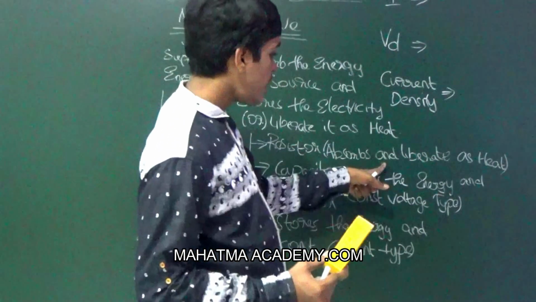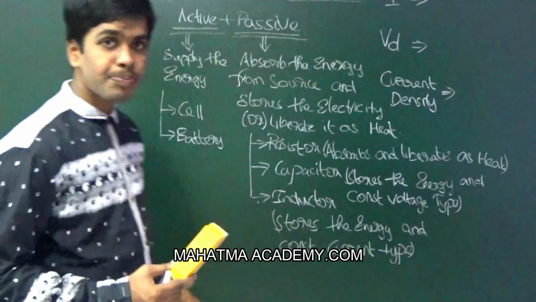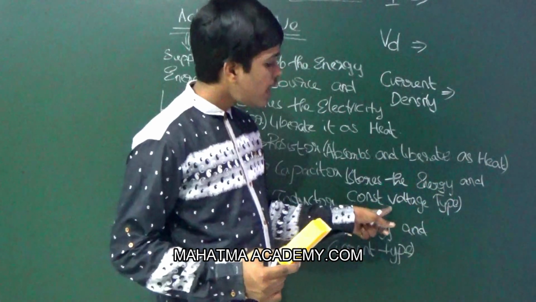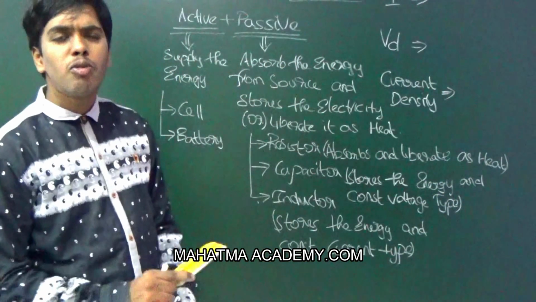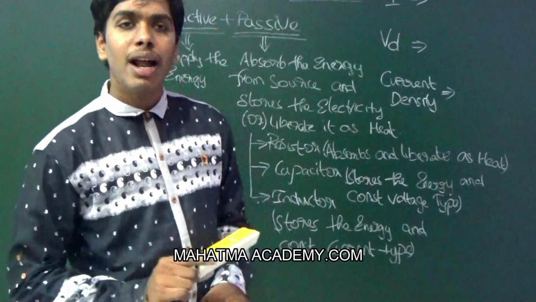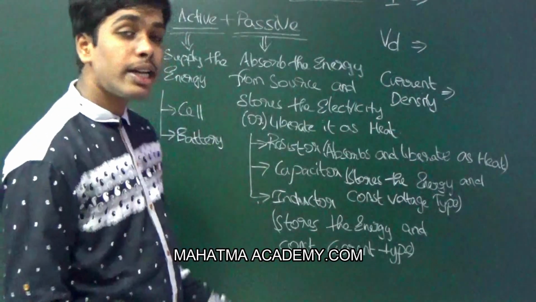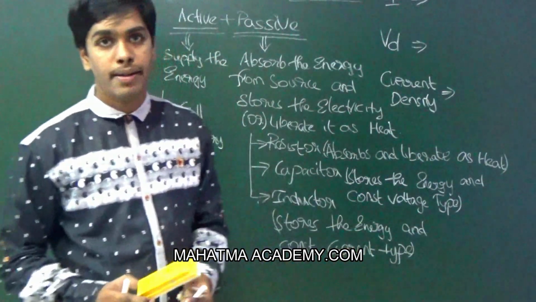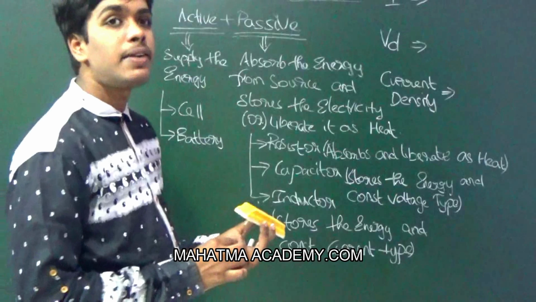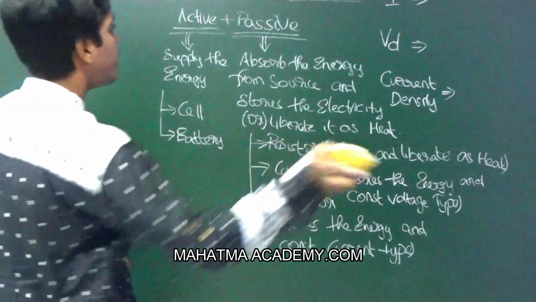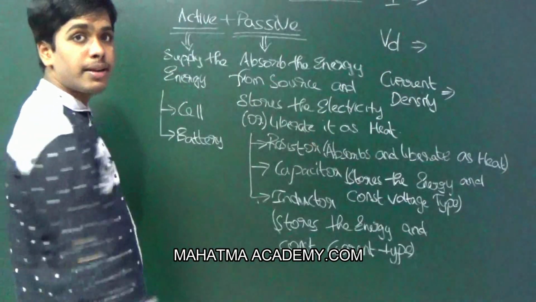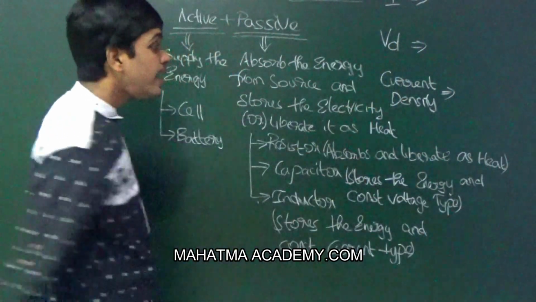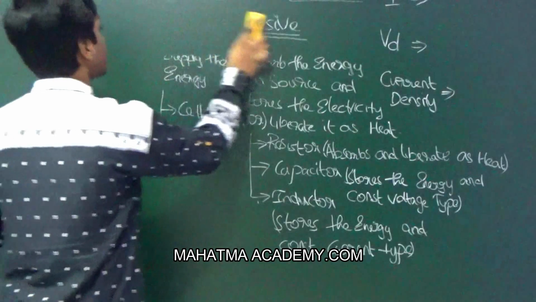Now a resistor absorbs the energy and liberates it as heat. Capacitor stores the energy at constant voltage type. That means the fluctuating voltage comes to constant voltage. Now the inductor stores the energy at constant current type. Okay, we have completed the basic one. Now we will discuss the current, the drift velocity Vd, and the current density. Okay, we will start.